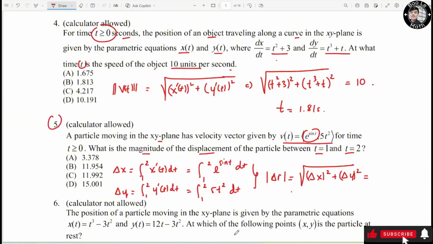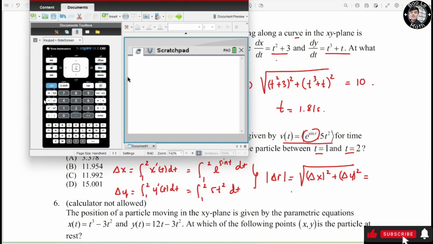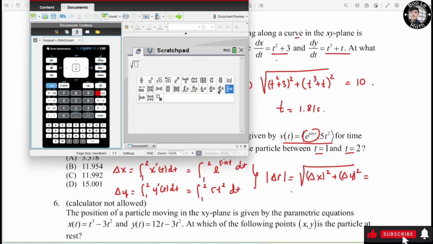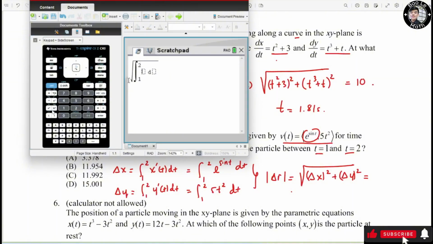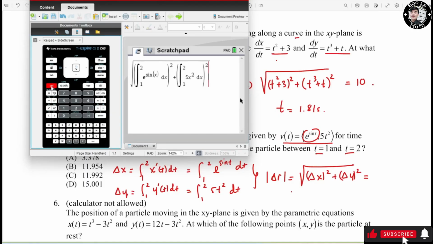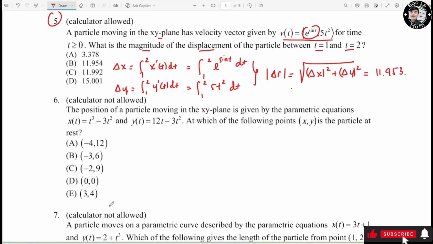So we're going to bring up the calculator. Alright, so we're going to hit the square root sign first, right? Delta s squared, but delta s equals this one, right? So we're going to put them right here, input the integral from 1 to 2 of e to the sine t. We hit control enter. It's going to be 11.953.